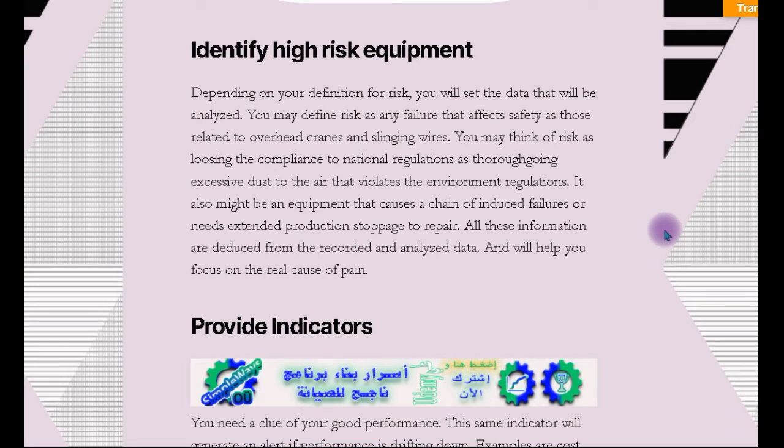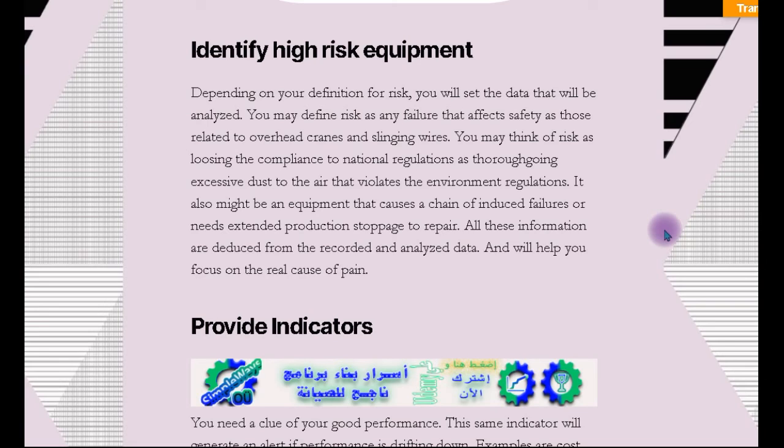Another point we had spoken about in the titles above is to identify high risk equipment. It depends on your identification of the risk. So when you identify the meaning of the risk, then you will collect the information that supports it. If the risk for you is that some cascaded failures will happen, that's high risk, so you will collect information about the cascaded failures that happen.